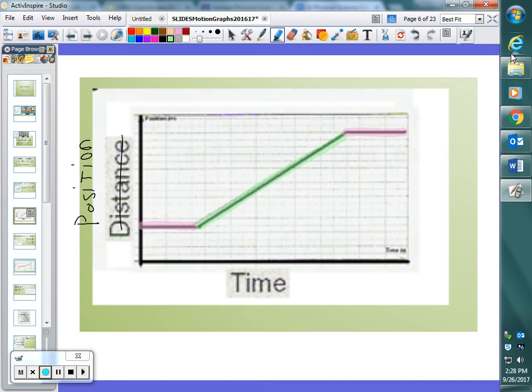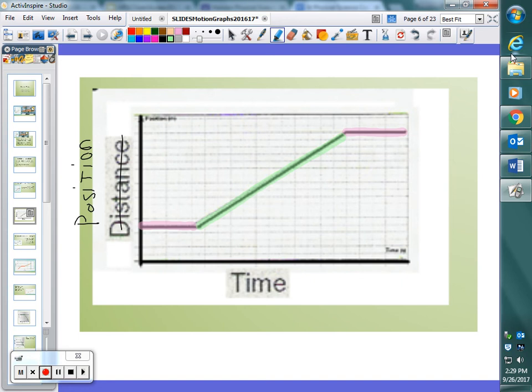All right, what about the green section? What's happening in the green section? Constant speed. Actually, we could go a little bit further than that. He's walking with a constant, because does the direction or the sign of that slope change during the green section? No. So constant speed, constant direction equals constant velocity.